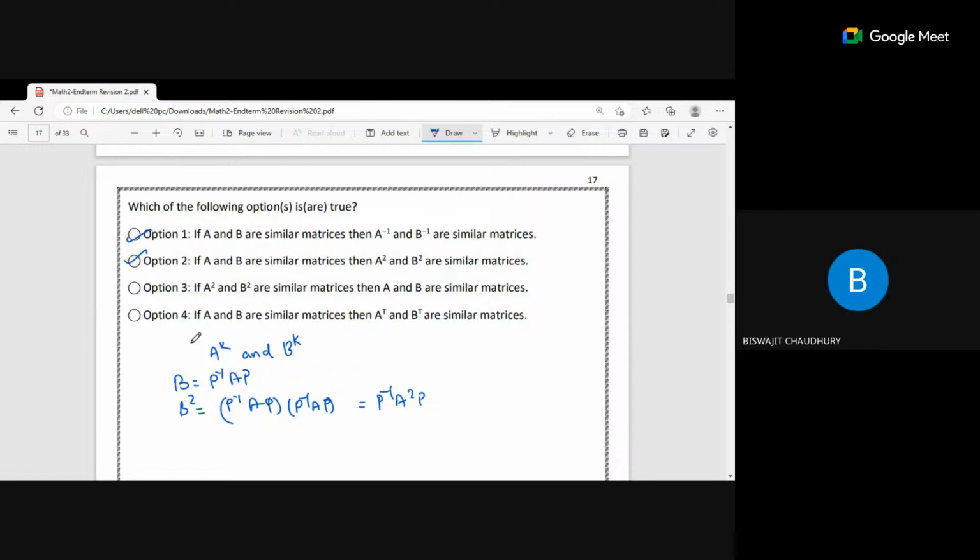Okay. If A square and B square are similar matrices, then A and B are similar. Is this part true? No, ma'am, it's not true. We saw examples like -1 0 0 1 and 1 0 0 1. These two are A and B. A square and B square are similar, but A and B are not similar, right? Incorrect. If A and B are similar, then their transposes are similar. Yes, ma'am. True, right? Okay.